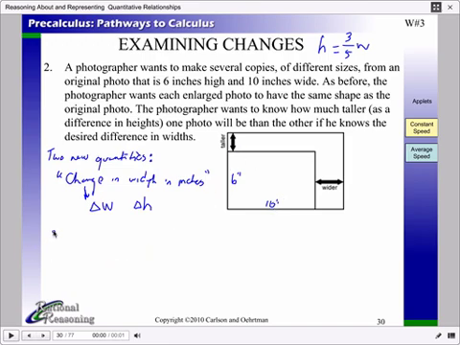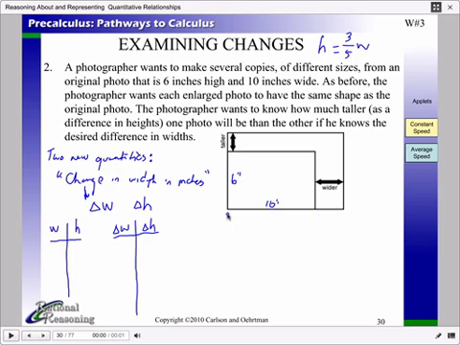Okay, so what we're going to do is track some different photos here. We're going to track the width and height of some different photos, which will be very easy because we know exactly how to crank out heights given a width. But then we want to look at comparing the change in width to the change in height.